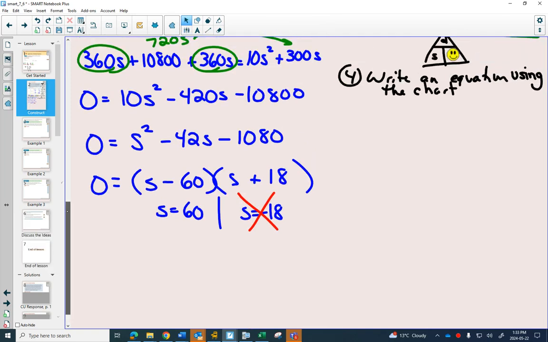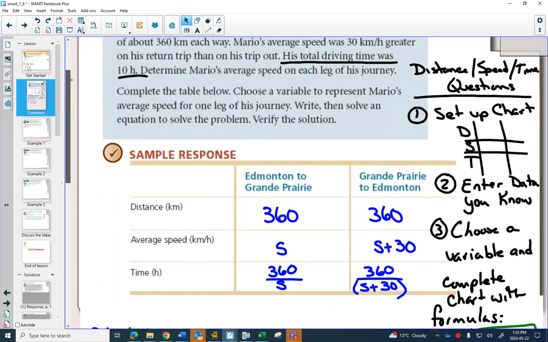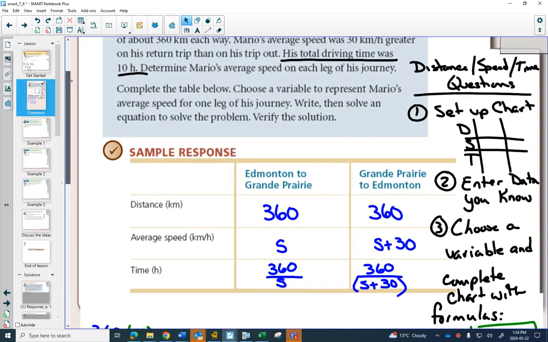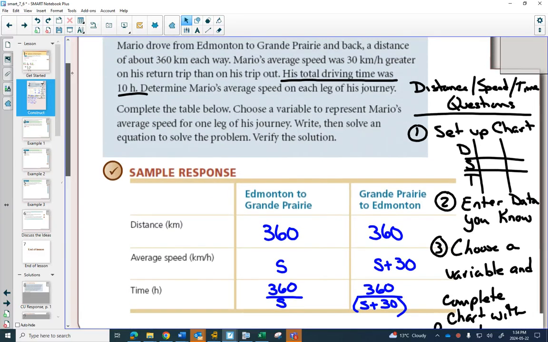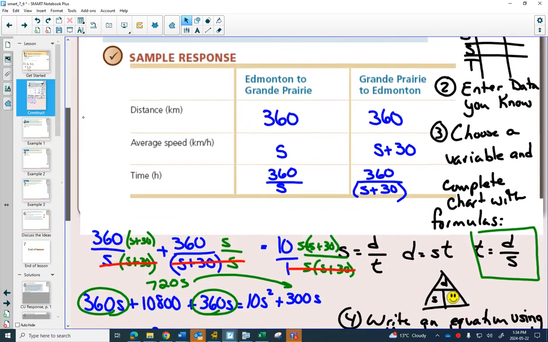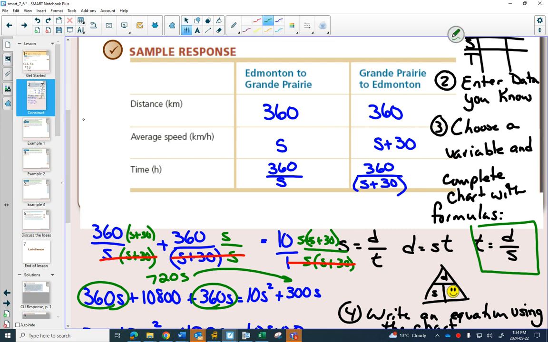Now, one of the things we can do, let's see, first of all, we'll reread the question. Determine Mario's average speed on each leg of his journey. So I'm going to write in the answers here. We now know this is 60, which makes this 90. Let's check if this works. If he was going 60, you see that this would come out to 6 hours. And if I plug in 90 on the bottom here, 360 divided by 90 is 4 hours. Does the total add up to 10 hours? It does.